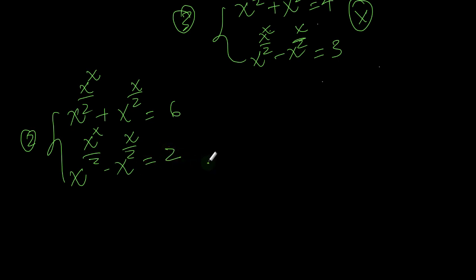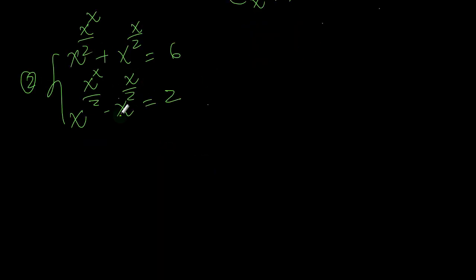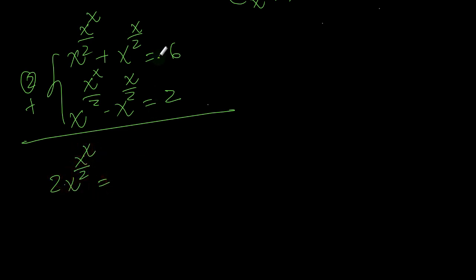Okay, guys? Solving this system of equations is pretty simple, right? We're just going to add up side by side. We're going to have 2 times x^x over 2 equals... this is going to be 0. We simplify this one and this one, and here we're going to have 8, which is 2 times 4, right? And then we cancel this and this. We're going to have x^x over 2 equals 4, right?